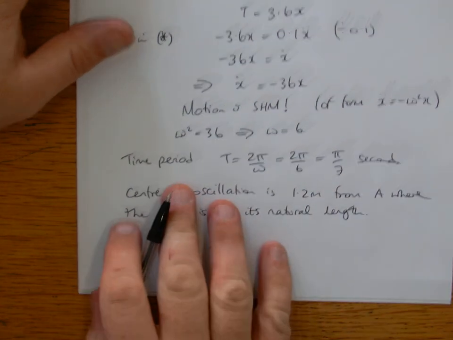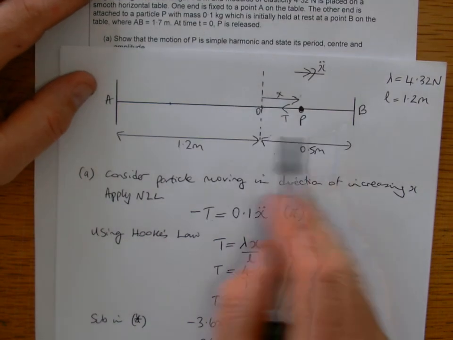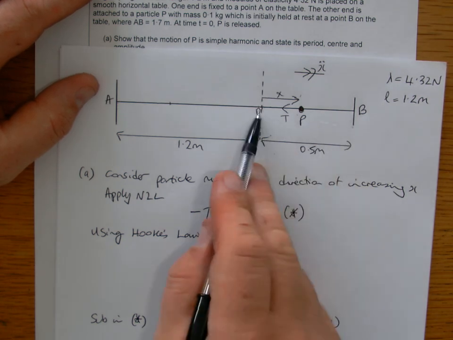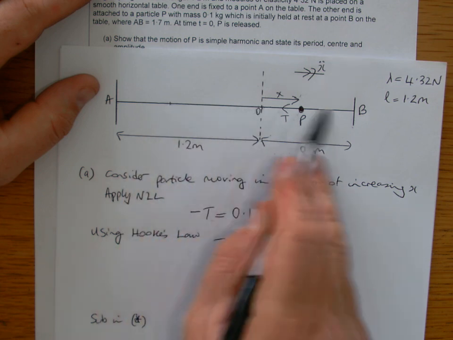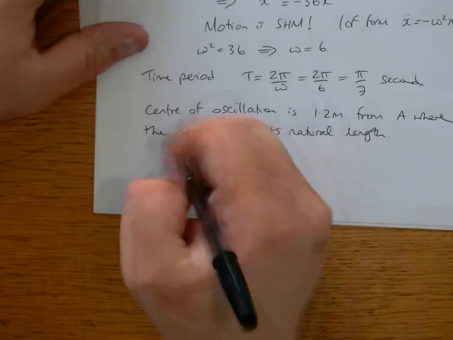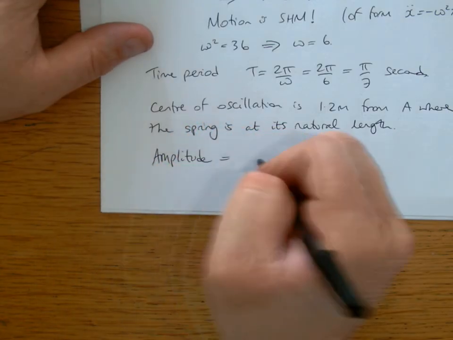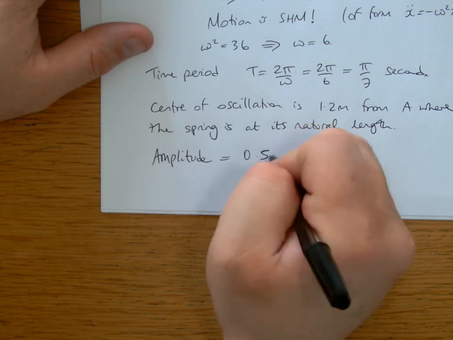And then finally the amplitude. The amplitude is easy because you just look at what the initial stretch was. Because you stretched it to 0.5, that will be the amplitude. It'll spring back that way as well, 0.5 back to 0.5. So the amplitude is based on the initial extension, so the amplitude is 0.5 meters.